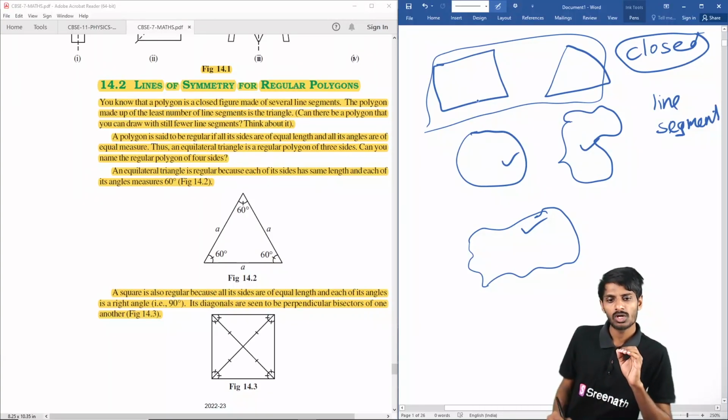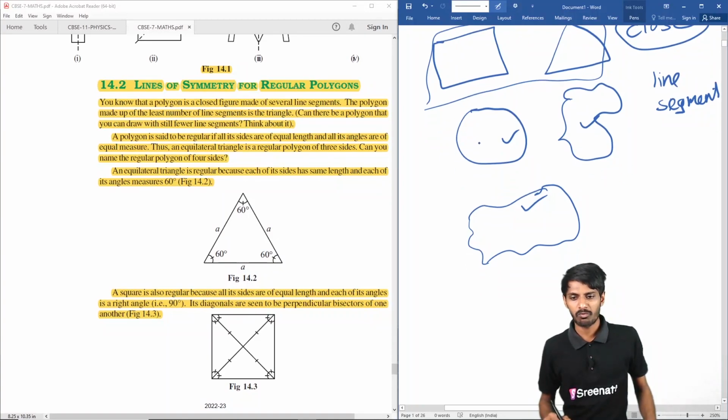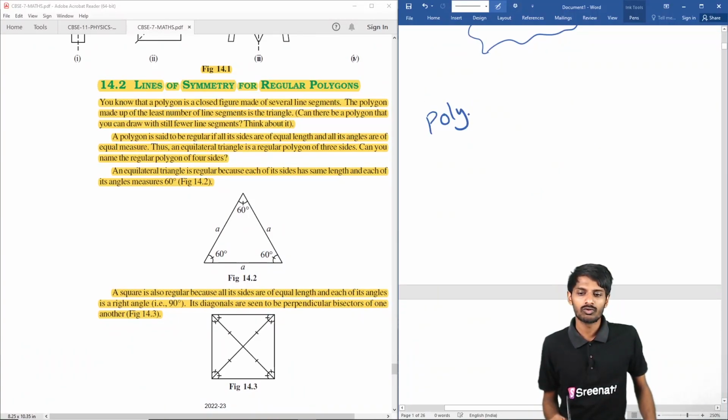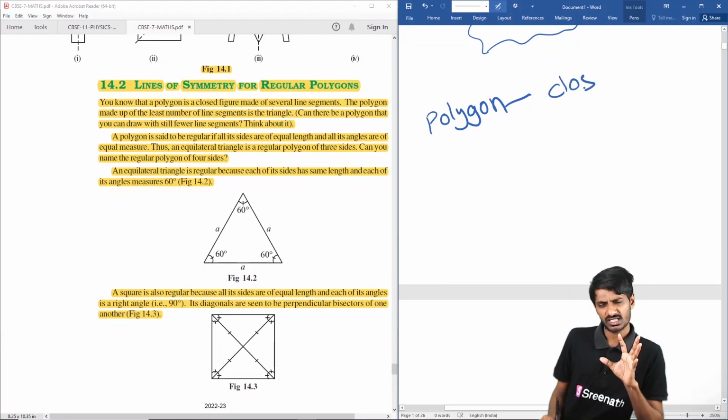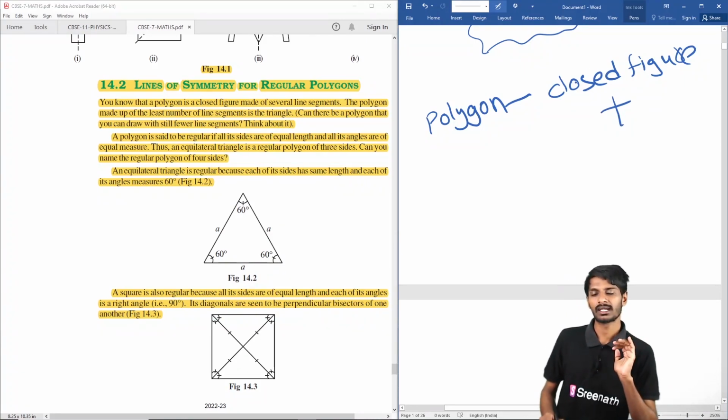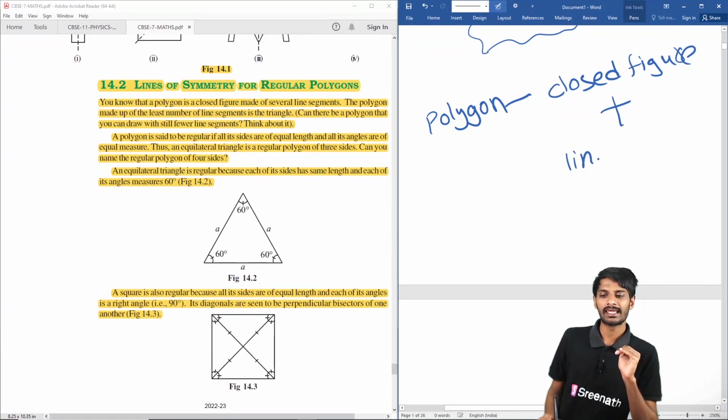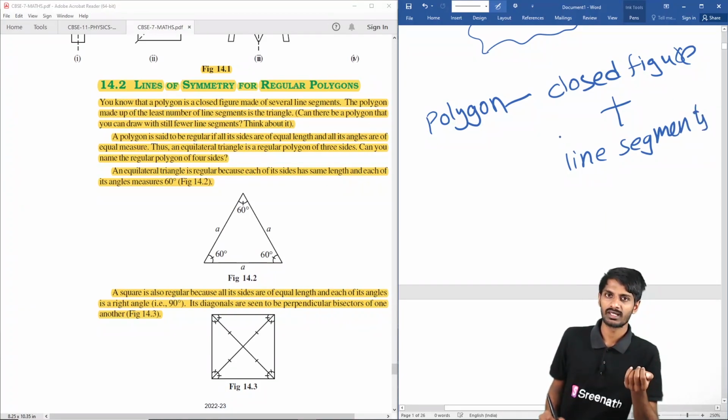Okay, now I will come to the definition of a polygon. Hope you will understand it now. A polygon is a closed figure. First, it must be a closed figure. It is the first criterion, the first eligibility. Next, in addition to being a closed figure, its boundaries must be line segments. Then only it is a polygon, students.